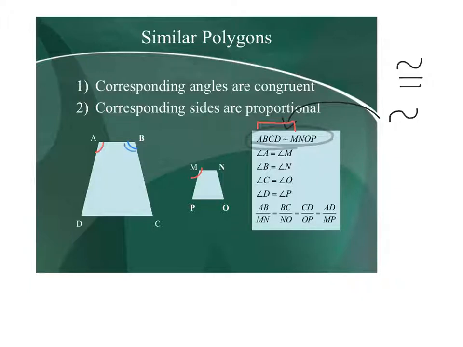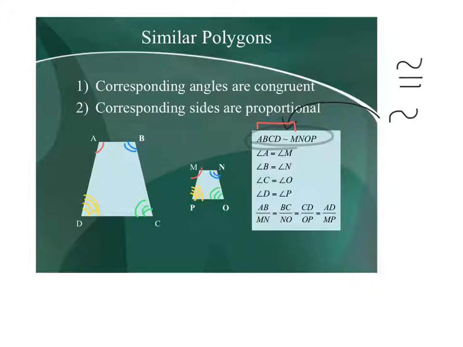And then we could add 2 to the B and the N. And then we could add 3 to the C and the O. And then we could add 4 to the D and the P. So if you weren't given the statement that said that ABCD was similar to MNOP, you would look for markings in your picture.